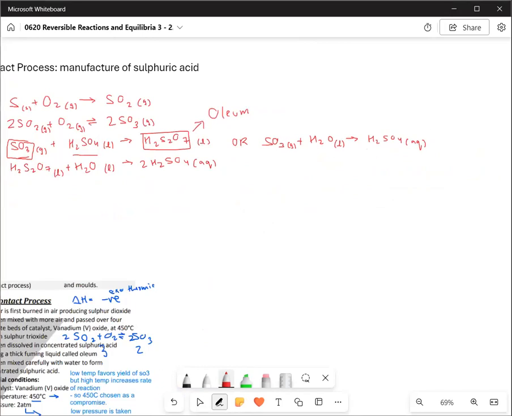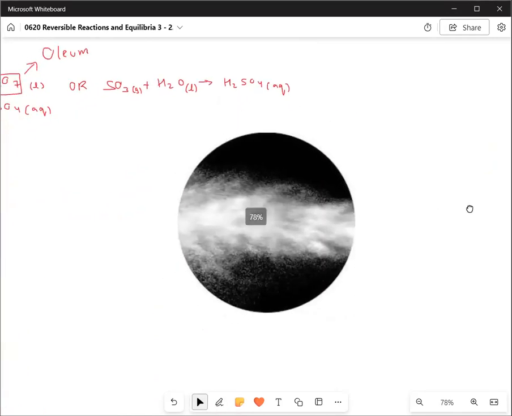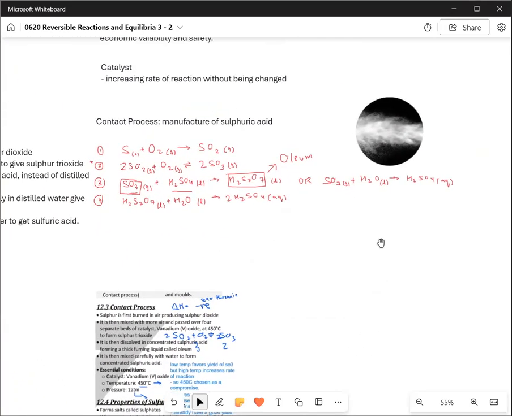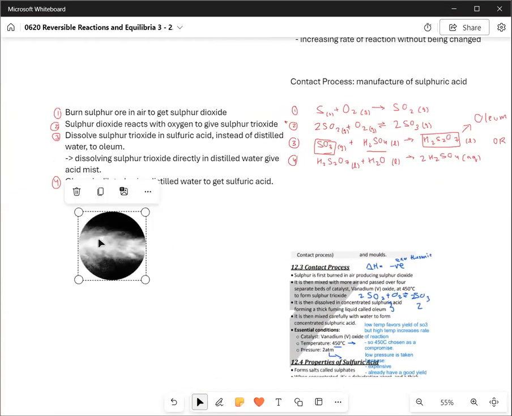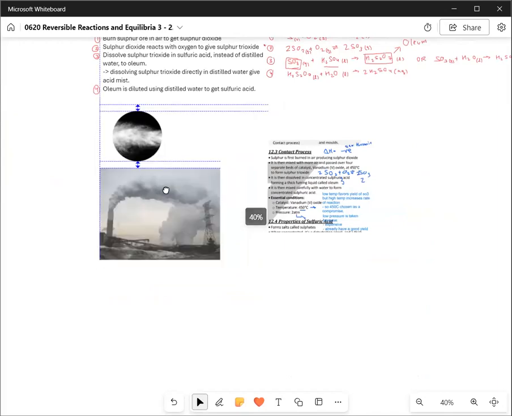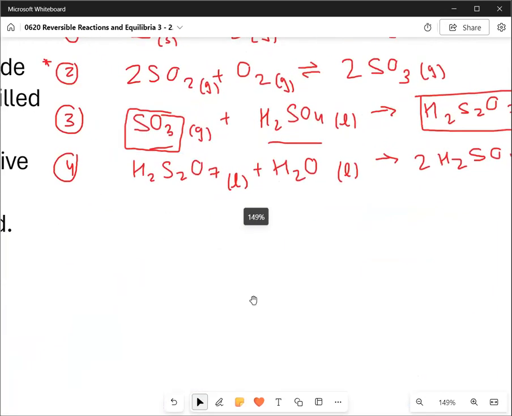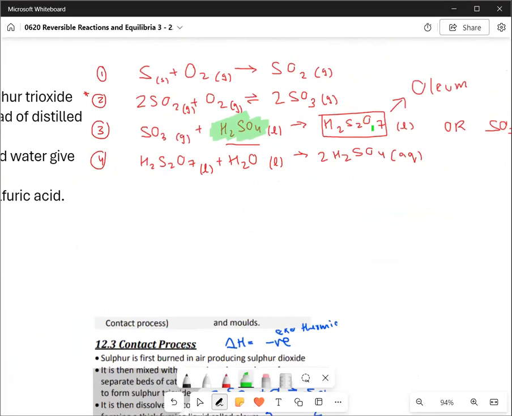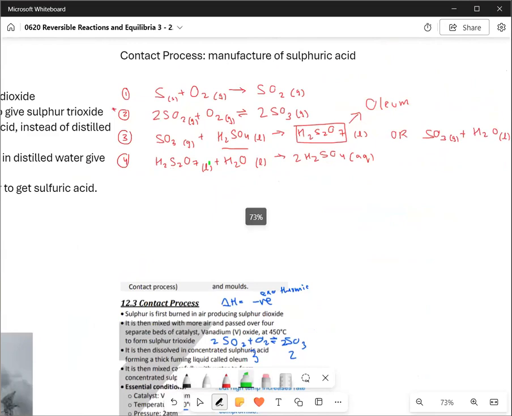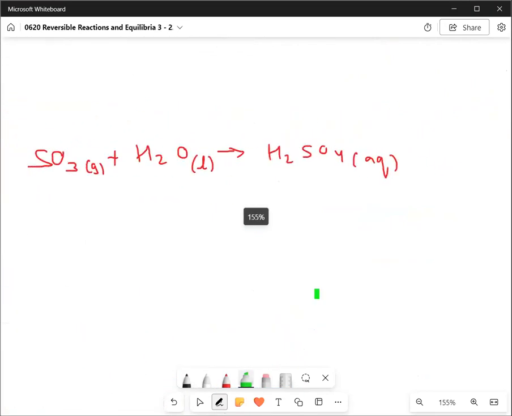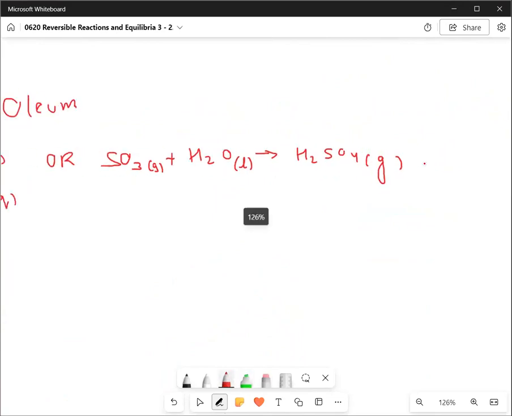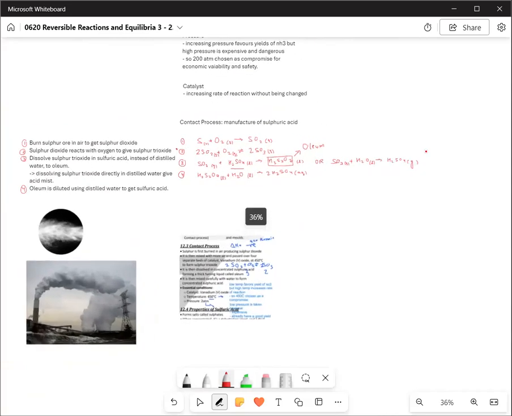But I can't do this because this would create an acid mist. Can you see it? If you directly just throw the acid into water, it would create an explosion of sorts, a mist. Okay? Which is not good. It's very dangerous. So that's why we put it into sulfuric acid first. Then get oleum and then put oleum into distilled water to get more sulfuric acid. Clear? So this H2SO4 would be a gas here. Not really a gas, it would be aqueous, but a mist.